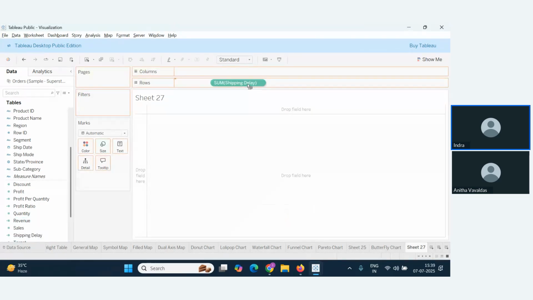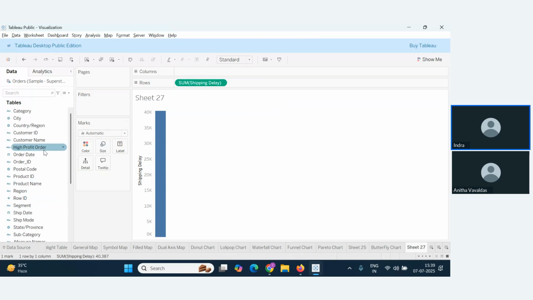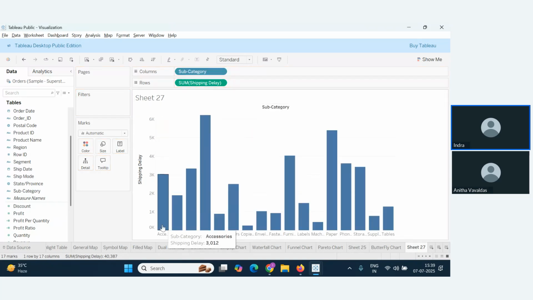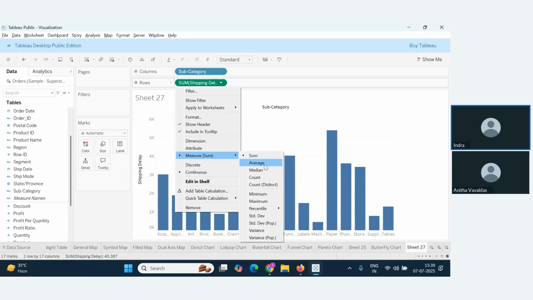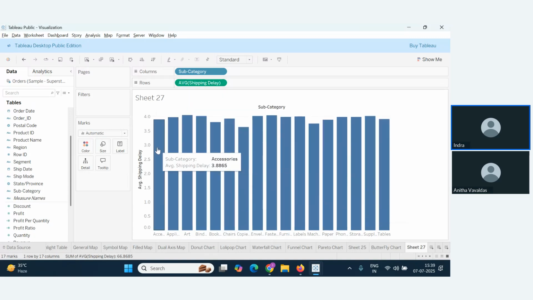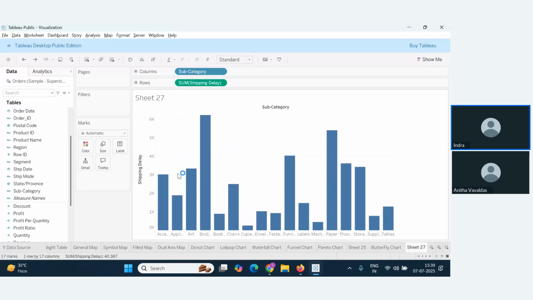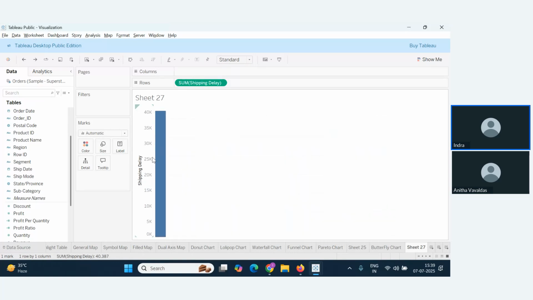Shipping delay. If you clean this and see the shipping delay for product subcategories. Let's take subcategories. Okay. So here instead of sum, we have to select average. So this shows us average days required to ship a particular product. Okay. It takes almost 3.5 days for accessories, bookcases, papers, and supplies. This is the average days for shipping a particular product.